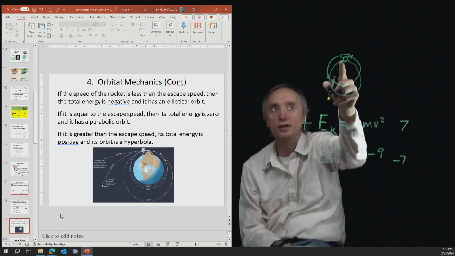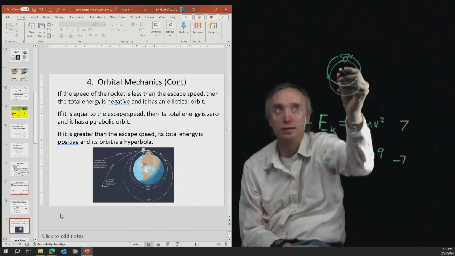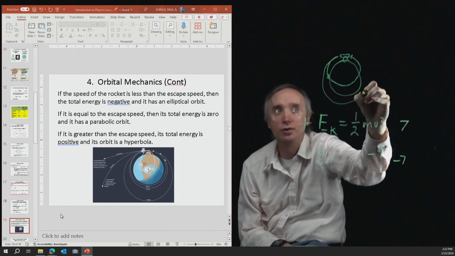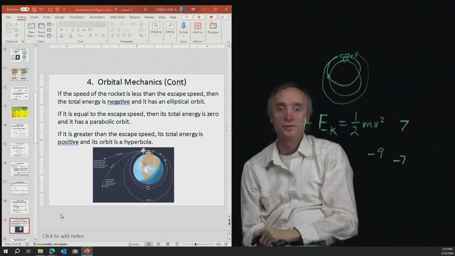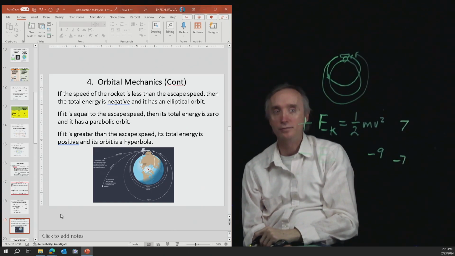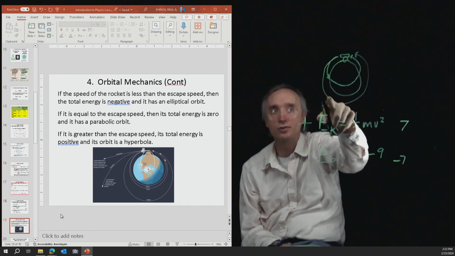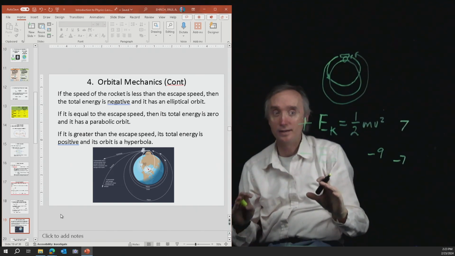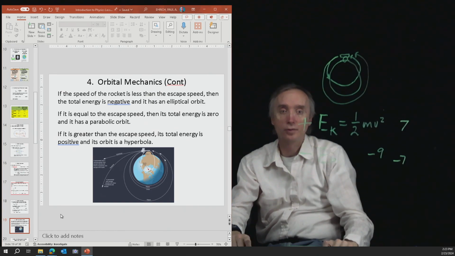Now, let's give the cannonball more speed. If it had more speed, can you imagine that it might even be able to go completely around in a circle? So what speed do you think that would be? The circular speed. If a cannonball has a circular speed, it goes in a circular orbit around the Earth. Now, it still can't escape, but it can now go completely around.